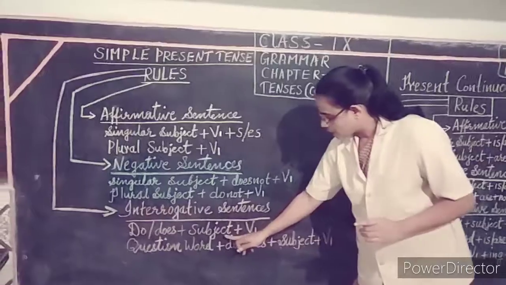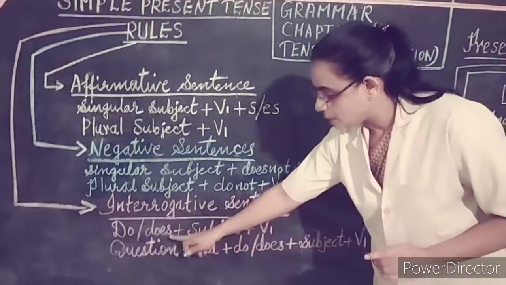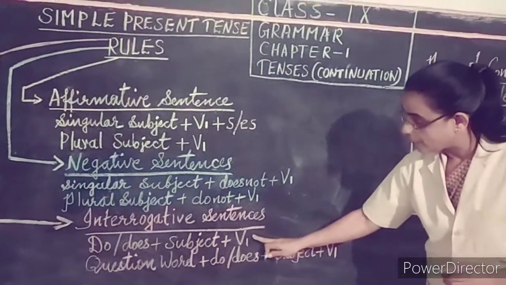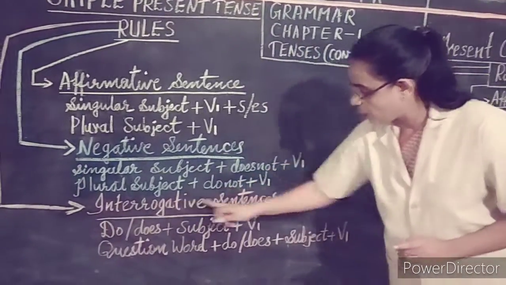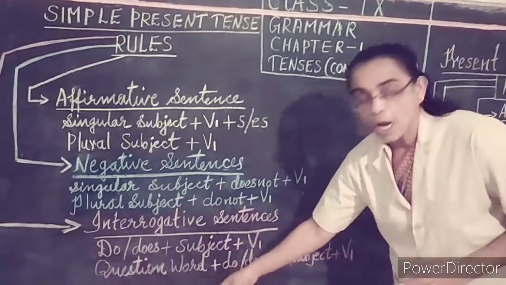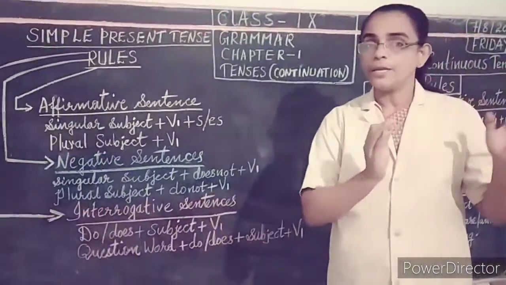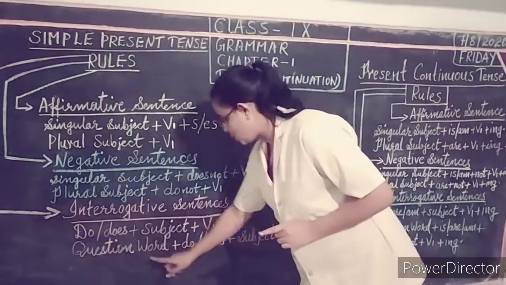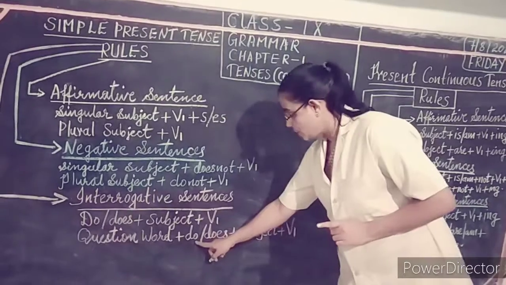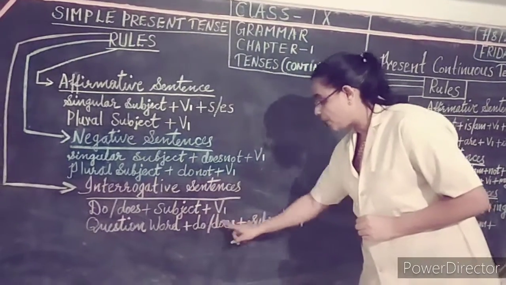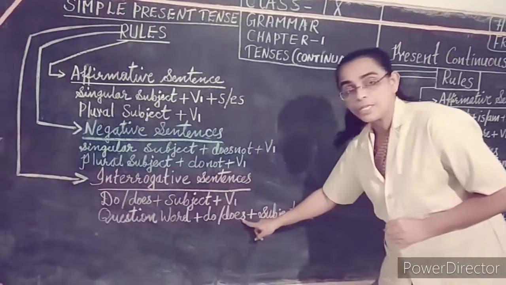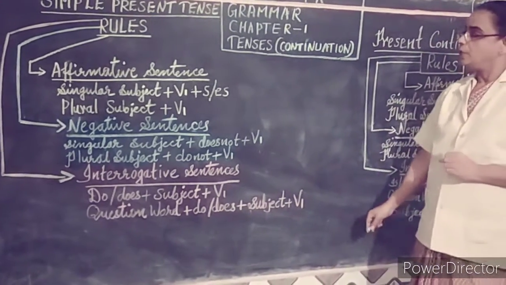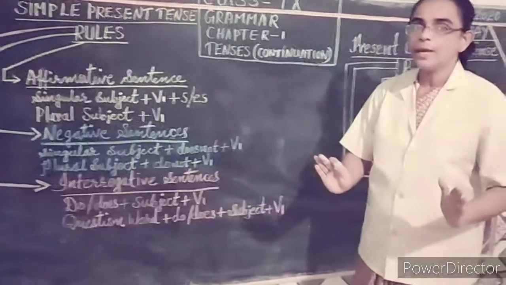So, if the subject is singular, we use does; if it is plural, we use do, along with the first form of the verb, to form interrogative sentences in the simple present tense. And how do we start sentences that ask a question with a question word? Question word we must select, and then we have to see the subject, whether it is singular or plural. If it is plural, use the word do, and if it is singular, use the word does, along with the verb 1, that is the first form of the verb. Now let us understand it with the examples.